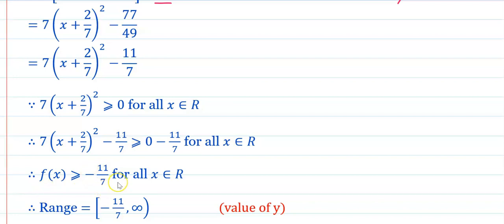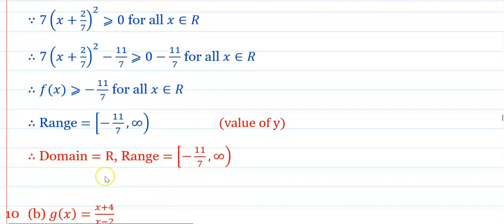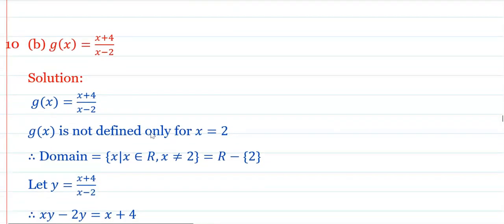Now this f of x is greater than or equal to minus 11 upon 7 for all x belongs to set of real numbers, and this f of x is nothing but y, and hence the range is minus 11 upon 7 to infinity and the domain is set of real numbers. This f of x is greater than minus 11 upon 7, that means minus 11 upon 7 to infinity, and this is the range. Okay, now the next question number 10b.